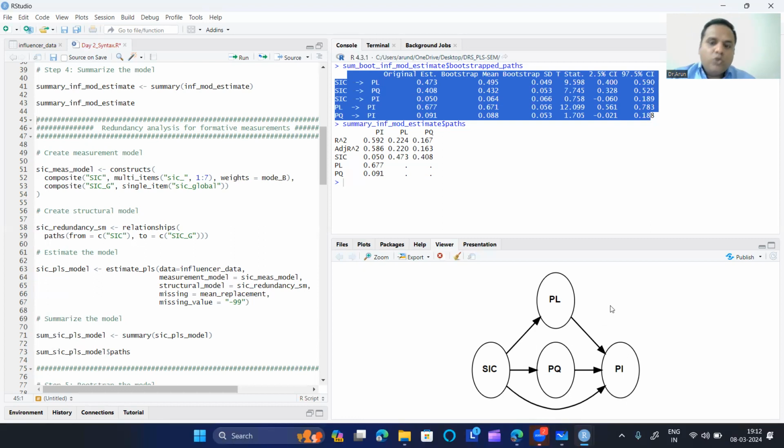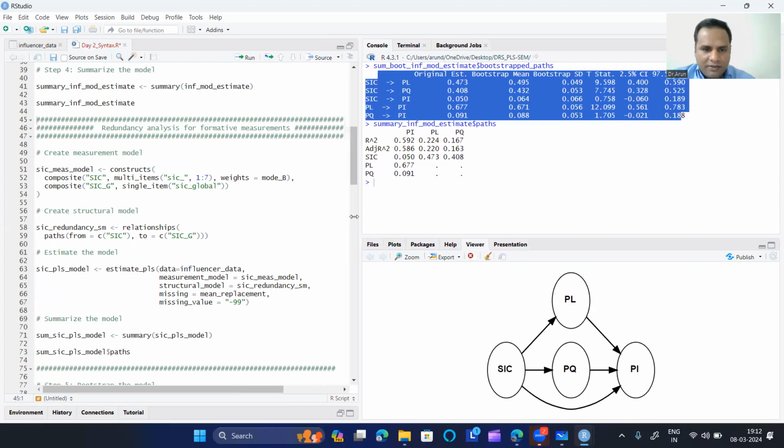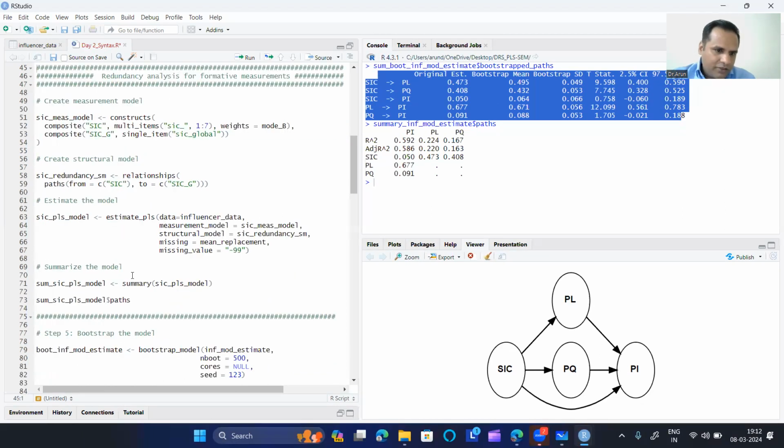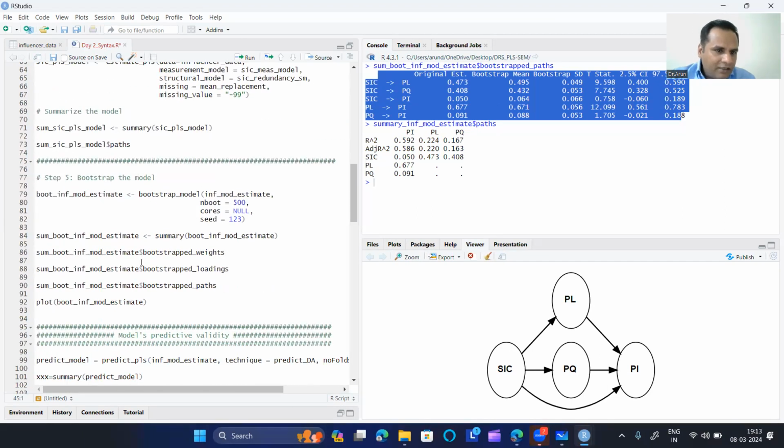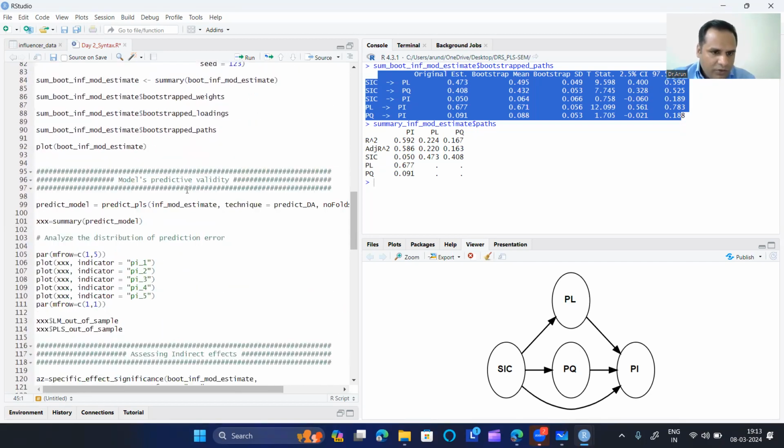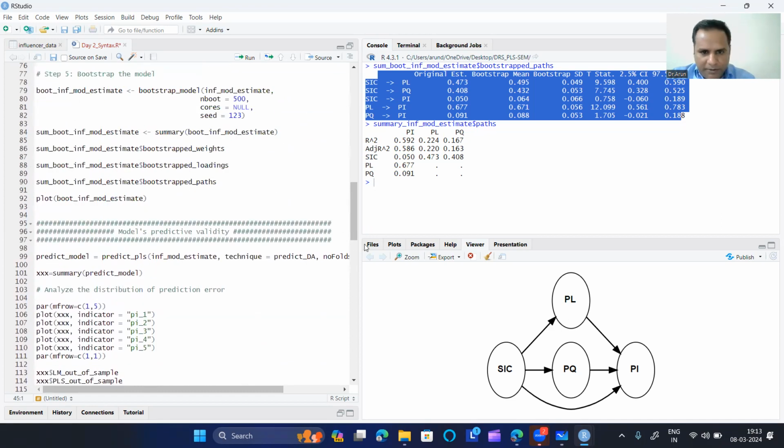Now, the question is, there are two mediations. One path goes from PL to PI, and the other path goes from PQ to PI. Mediation, I haven't assessed it. Now, how to check for mediation? At the outset, we discussed that this is a model with a case of parallel mediation. So now we need to go and check the parallel mediation. Yes, okay. So now this is done.